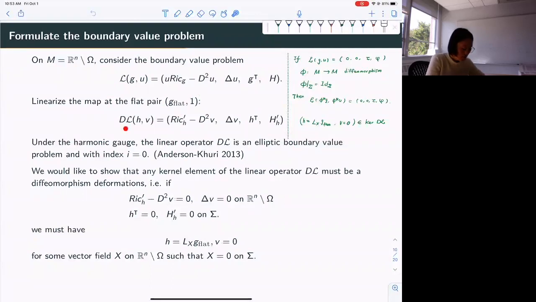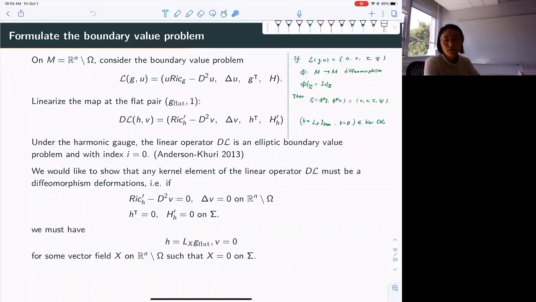So we get a linearized operator acting on the deformations (h, v). h is the deformation of the metric g, and v is the deformation of the potential function u. We get this linear operator, and we want to apply the implicit function theorem, which tells us that if we can show the linearization of the map is an isomorphism, then it is a local isomorphism. We can always find a solution for given data.